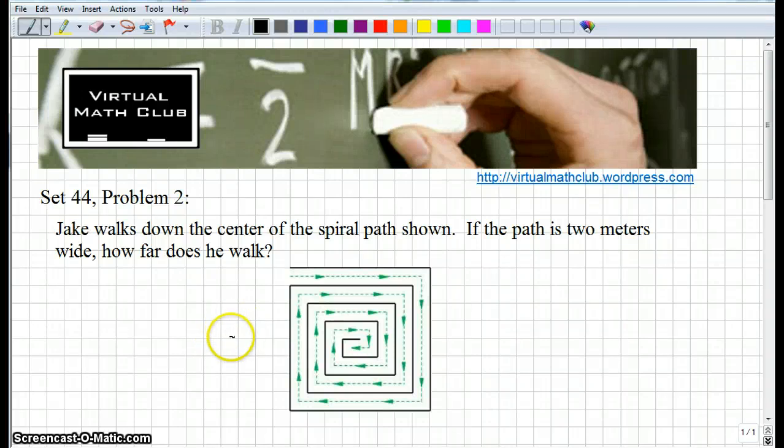Problem number 2. Jake walks down the center of a spiral path shown. If the path is 2 meters wide, how far does he walk?